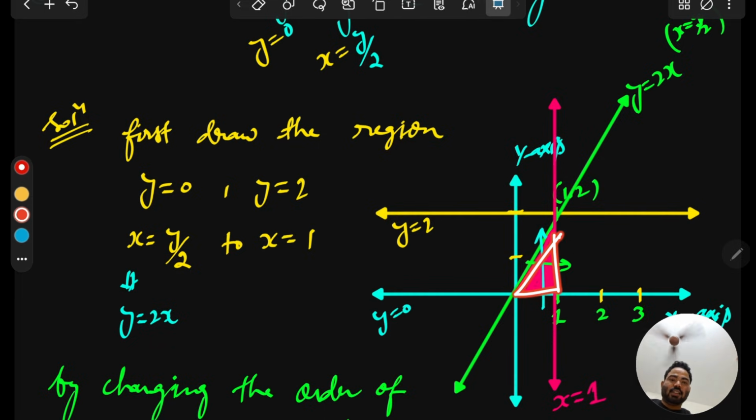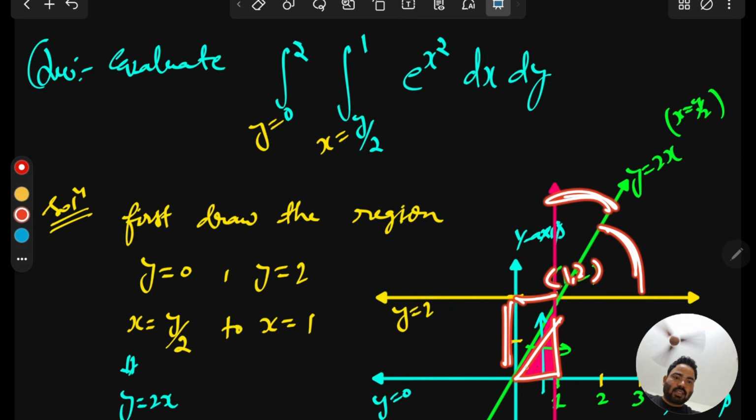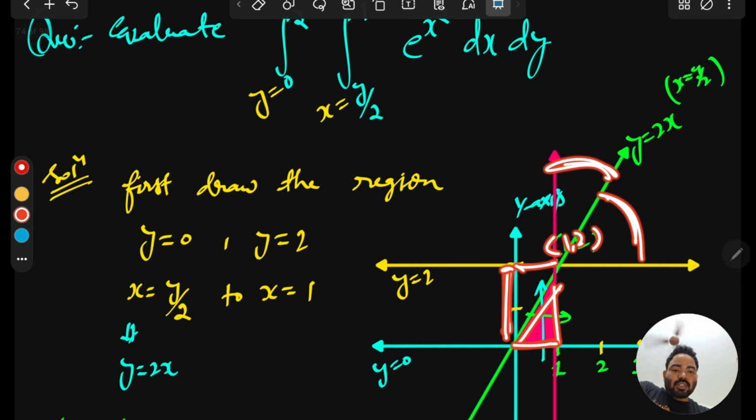So if this is the region, you can clearly notice that y is constant, y is moving 0 to 2. After that, see what the intersection is. This is the intersection, and also this is the intersection. If you solve, you will reach the point 1 comma 2, which means x is moving 0 to 1 and y is moving 0 to 2. You can clearly notice y is moving 0 to 2 and x is moving from y upon 2, you can say from the line y equal to 2x.